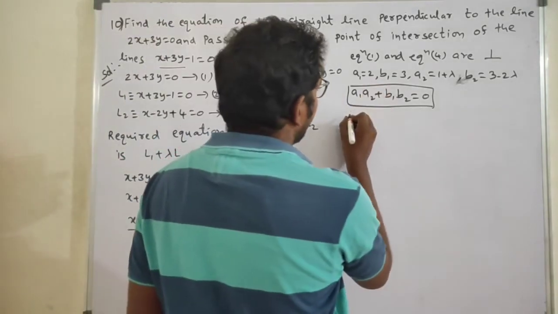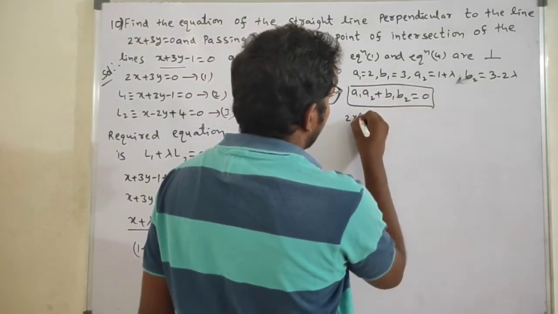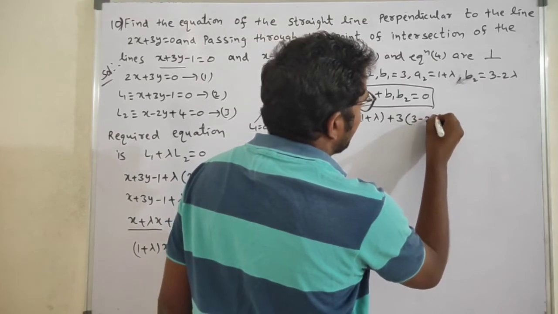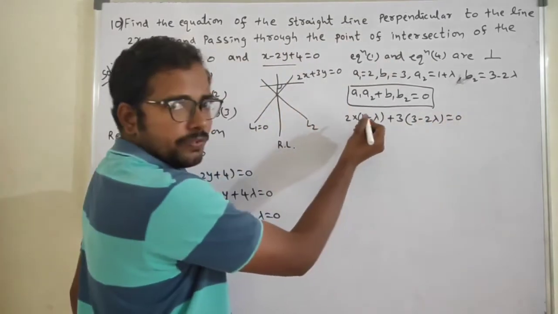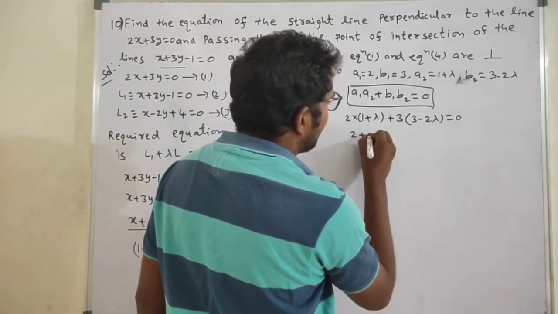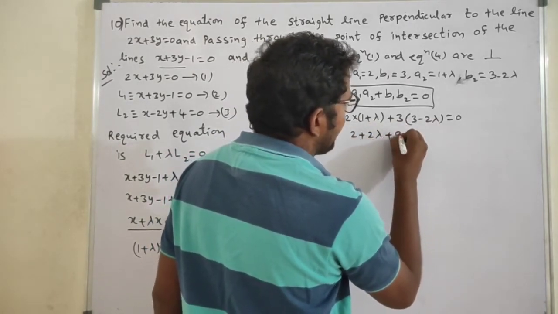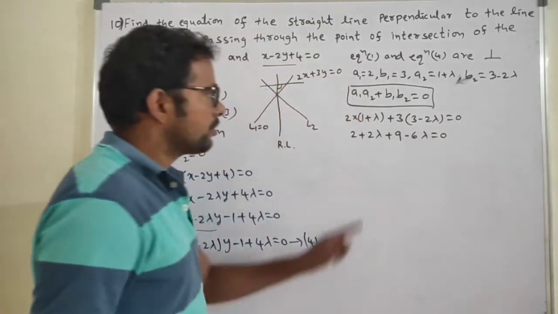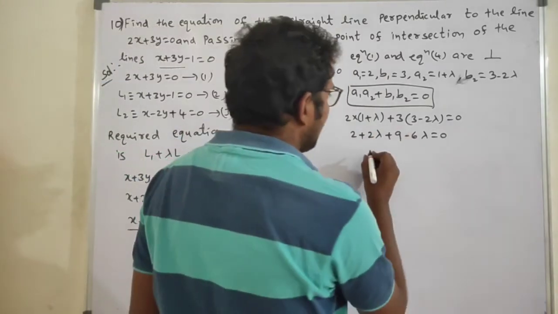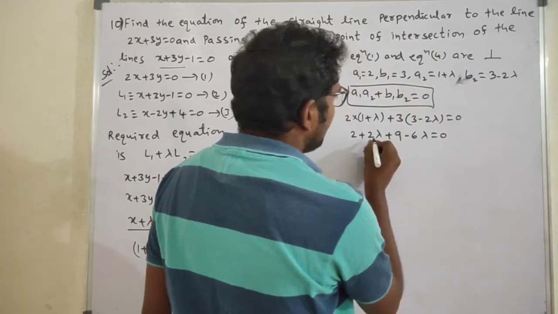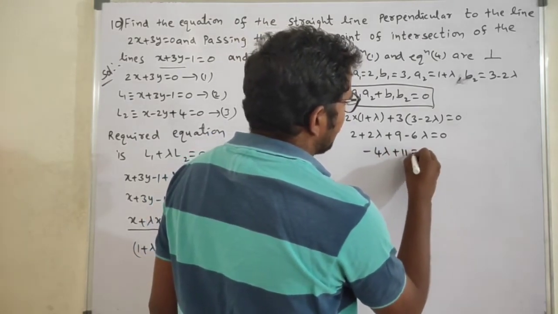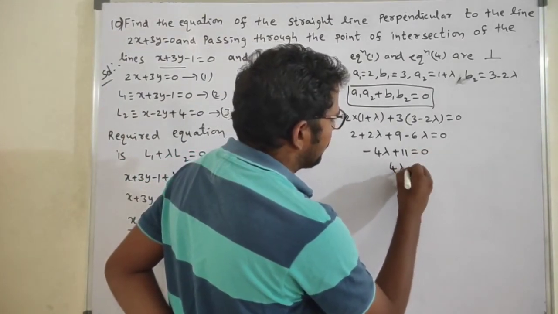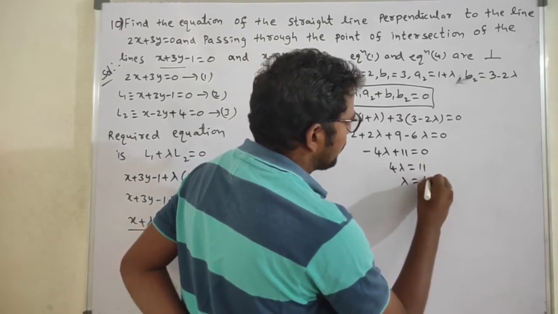So substitute the values: 2 into (1 + lambda) plus 3 into (3 - 2 lambda) equals 0. So 2 plus 2 lambda plus 9 minus 6 lambda equals 0. 2 lambda minus 6 lambda is minus 4 lambda, and 2 plus 9 is 11, so 11 - 4 lambda = 0. Sending 4 lambda to the right side, it becomes positive: 4 lambda = 11, so lambda = 11/4.